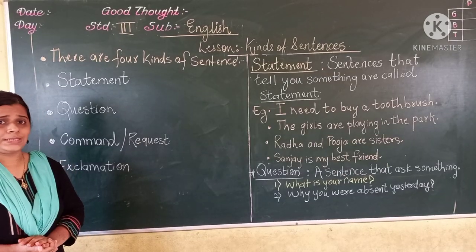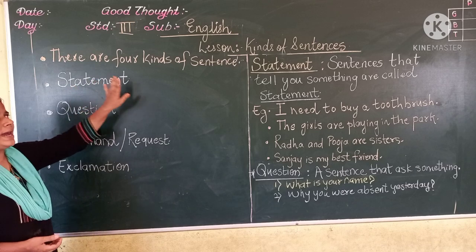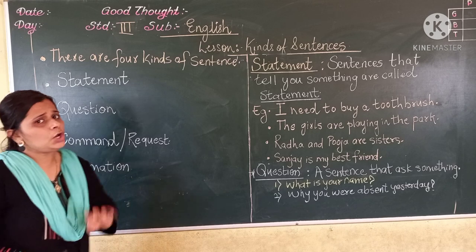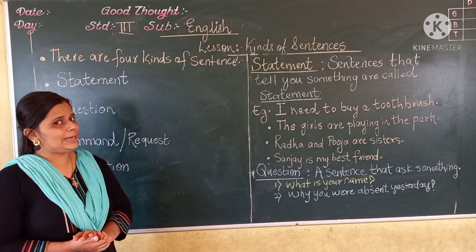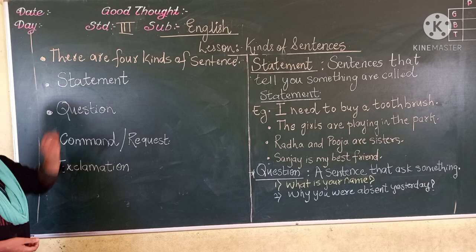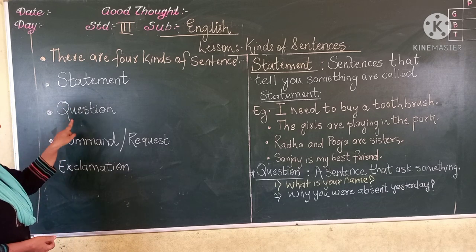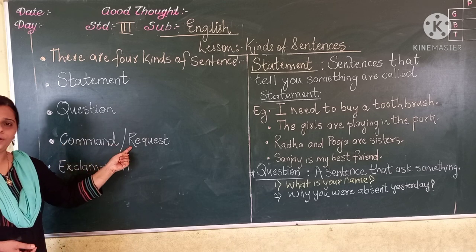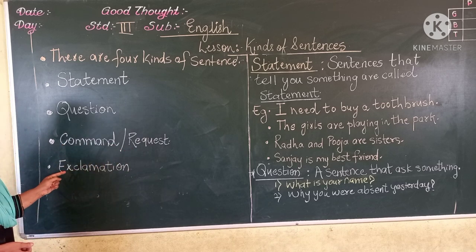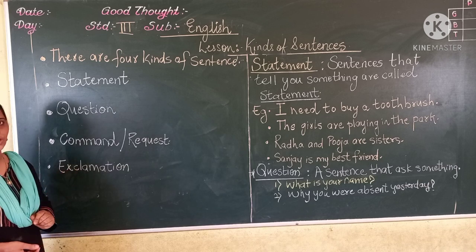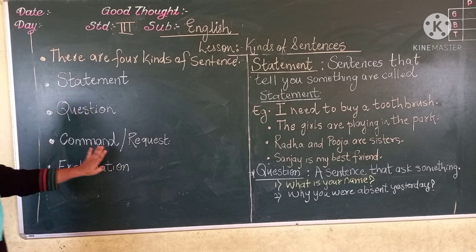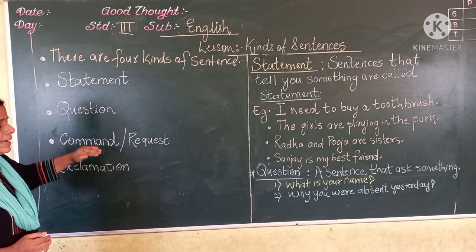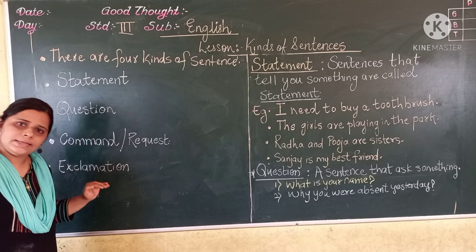Okay, now students, there are four kinds of sentence. How many kinds of sentence are there? There are four kinds of sentence. So let's see. First, statement. Second, question. Third, command or request. And fourth, exclamation. So these are the four kinds of sentence. Students, one by one we will understand these four kinds of sentence.